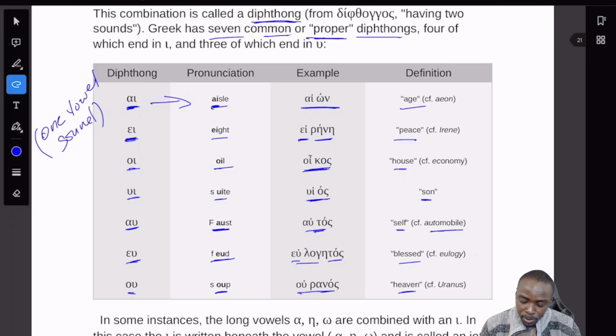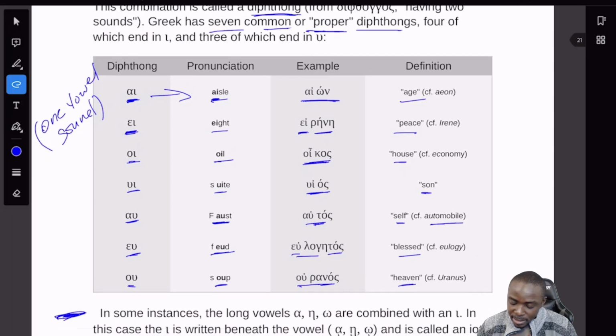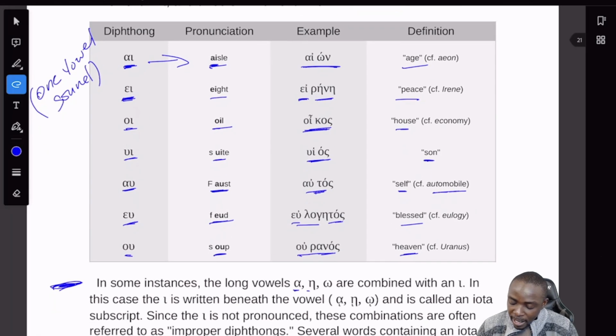So let's continue. So we are right here. So it says, in some instances, the long vowel alpha, eta, and omega are combined with an I. When I say I mean iota. In this case, the iota is written beneath the vowel, as in, there you have the alpha with the iota, the eta with the iota, and the omega with the iota underneath. And it's called an iota subscript. An iota subscript whenever it is written below the alpha, the eta, and the omega.